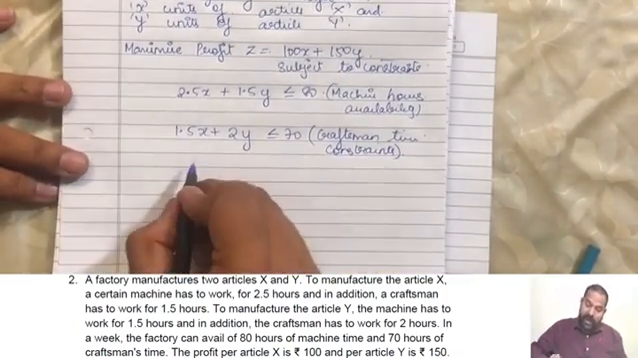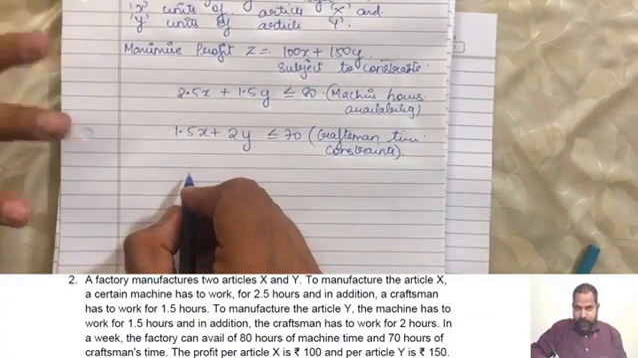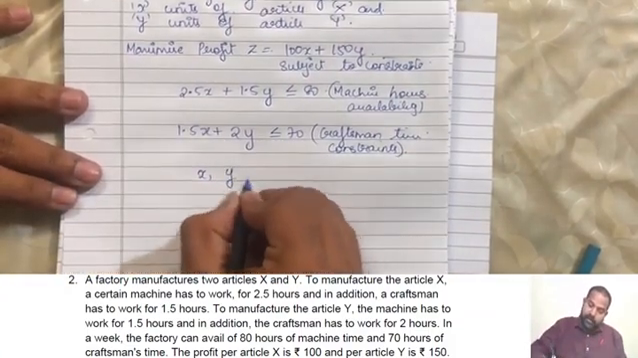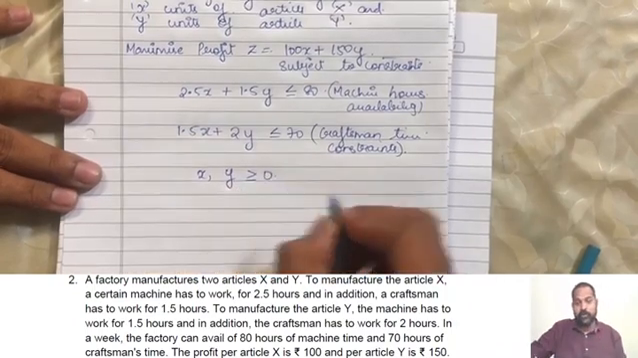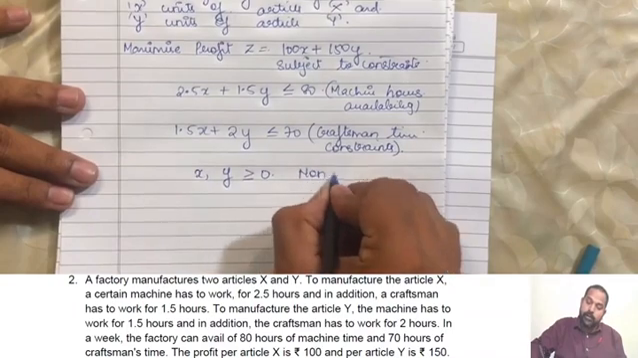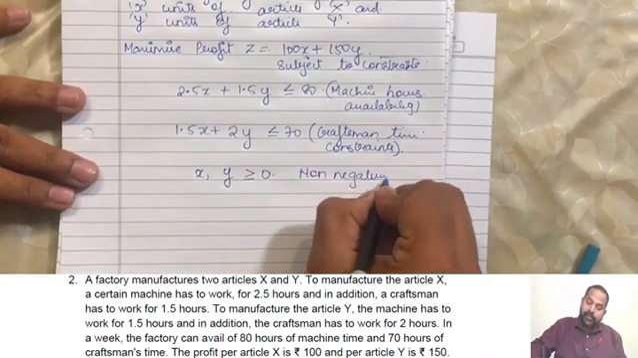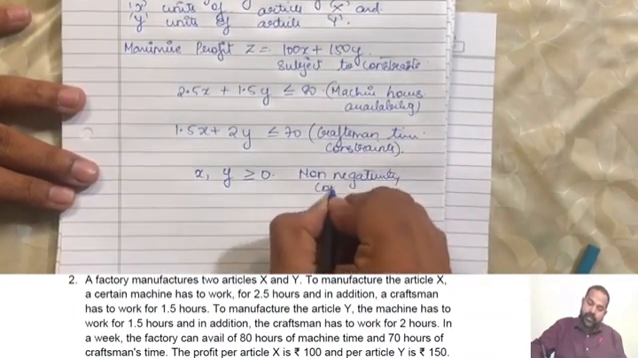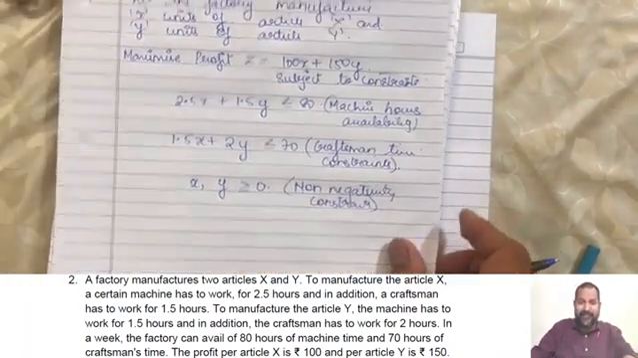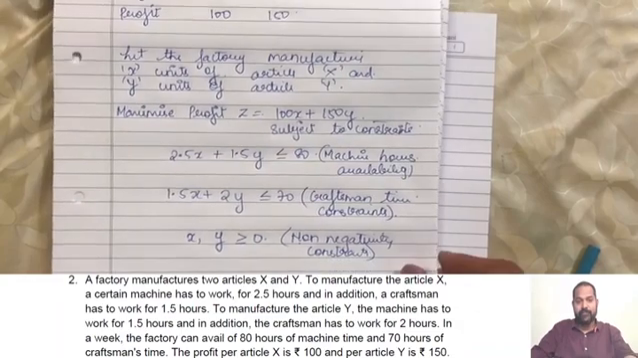And after that, I will tell them that this is fine, but make sure x and y never become negative, where x and y are always greater than or equal to 0. And this is the non-negativity constraint. And this is what every LPP will have.